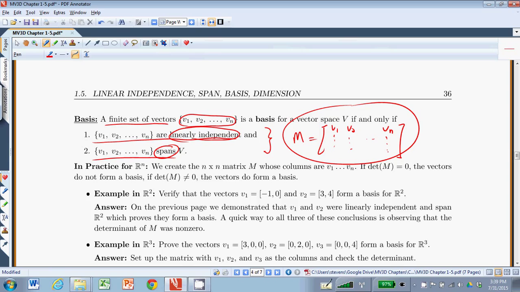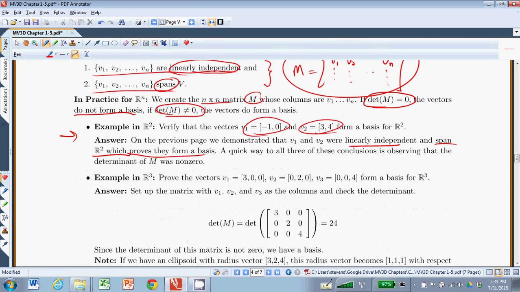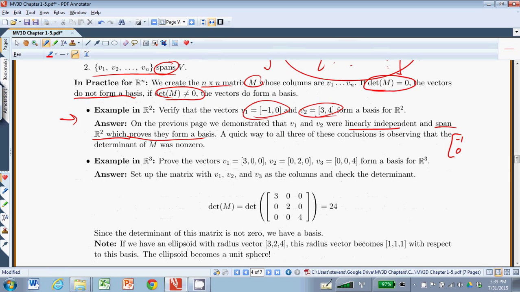So if we set up that matrix M, if the determinant is 0, the vectors do not form a basis, because not only are they linearly dependent, but they don't span the entire space. If the determinant is not 0, then I have a basis. So for example, for our last vectors v1 and v2, verify that those vectors form a basis in R2. Well, on the previous page, we demonstrated that they were linearly independent and that they span R2, so that proves that they form a basis. But if you just looked at that matrix M that has -1, 0, 3, 4, the determinant of that matrix is -4. So I really get all that just by finding the determinant. The determinant determines a whole lot.